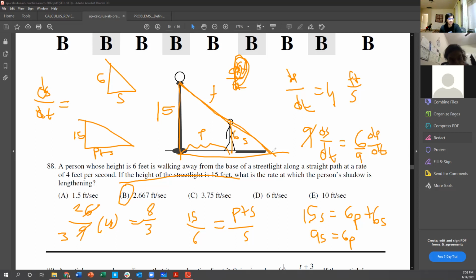So this is 6, this is s, this is 15, this is p plus s. So then using similar triangles, we got that ratio, and we got that 9s equals 6p. Differentiate both sides with respect to t, and you get ds/dt equals 6 over 9 dp/dt. So you just plug in dp/dt, because they gave you that in the problem, 4. Okay. All right. Thank you.